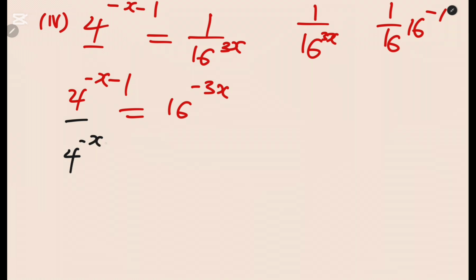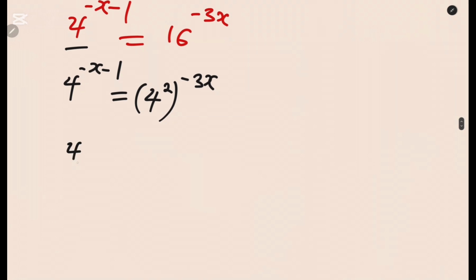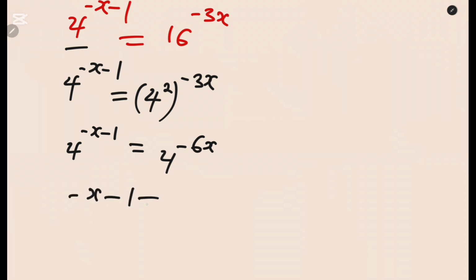So 4 to the power negative x minus 1 equals 4 to the power... 16 is just the same as 4 to the power 2, but of course there's the power negative 3x. So you're going to have 4 to the power negative x minus 1 equal to 4 to the power, and this 2 multiplies the power negative 3x, which is going to give us negative 6x. So now the bases are the same. We are going to say negative x minus 1 is equal to negative 6x.